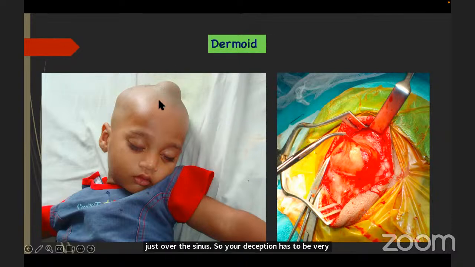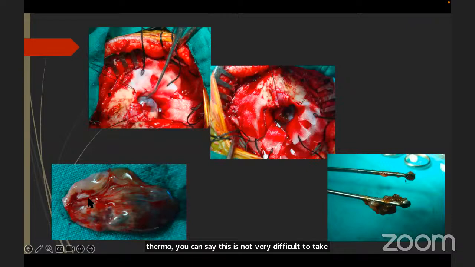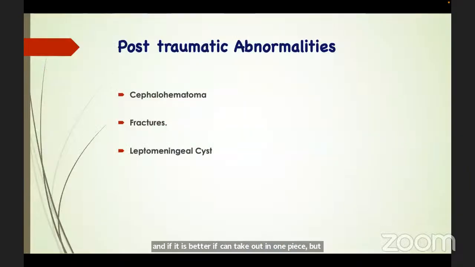You need a little bit wide opening and find out the bones on all the sides, and then you do the dissection very carefully so that you do not damage the sinus. This is again another case of dermoid with Klippel-Feil syndrome. You can see this is not very difficult to take out, but of course you have to have your precautions. It is better if you can take it out in one piece, but if you can't, you have to decompress it and then take it out.